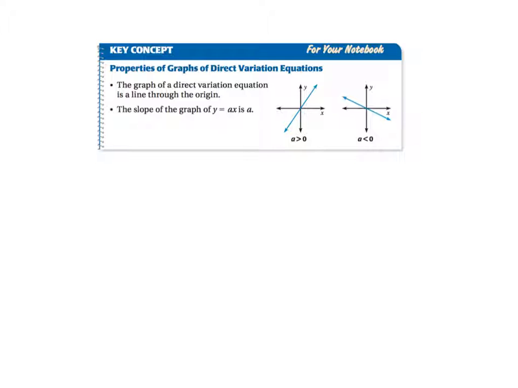If your a value is greater than 0, like in the first picture, your graph will go uphill. If your a value is less than 0, in the second picture, your graph will go downhill. And again, every direct variation equation should go through the origin since your y-intercept is 0.